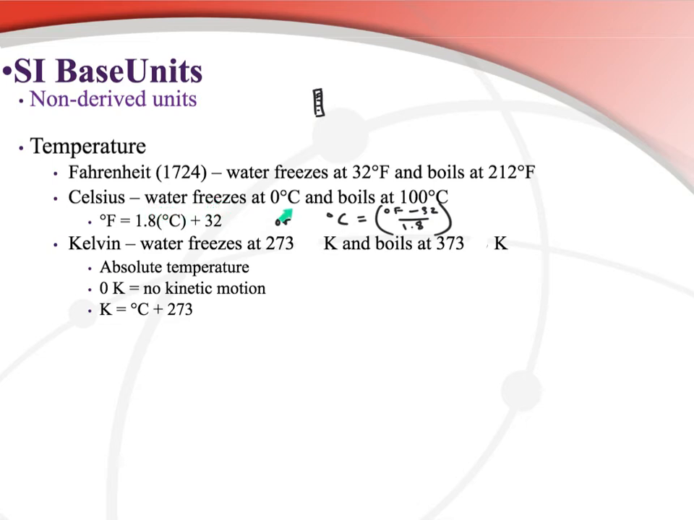Later on, the guy Celsius said, okay, instead of 32 and 212, what if we set water freezing at 0 and water boiling at 100? Because then we have some points to work with, some consistency. And here's the conversion for that.